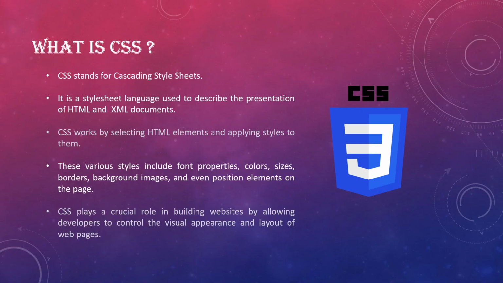What is CSS? CSS stands for Cascading Style Sheets. It is a style sheet language used to describe the presentation of HTML and XML documents. CSS works by selecting HTML elements and applying styles to them. These various styles include font properties, colors, sizes, borders, background images, and even positioning elements on the page.